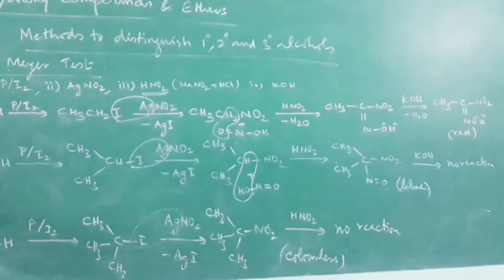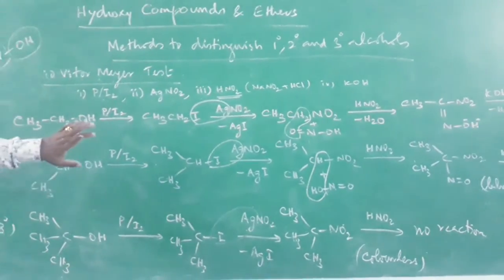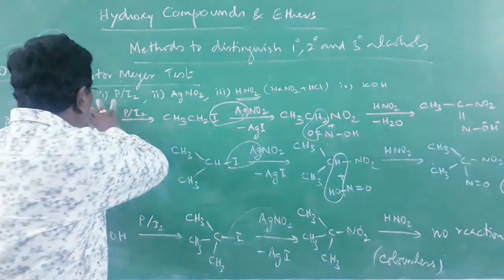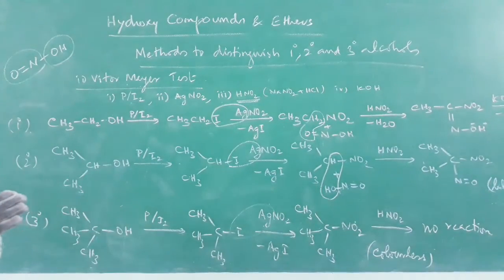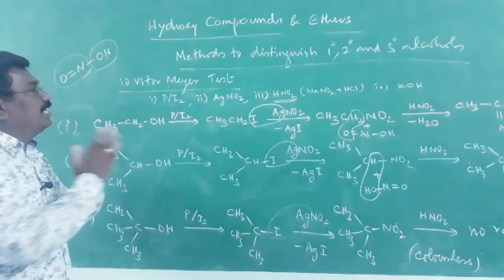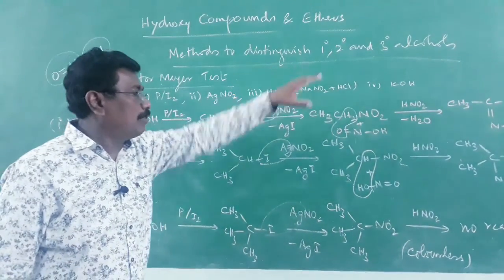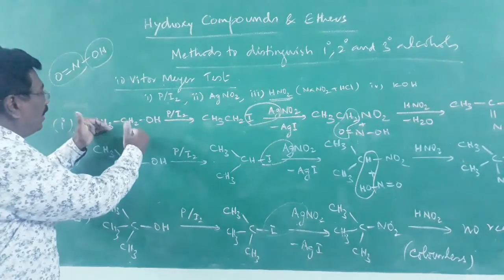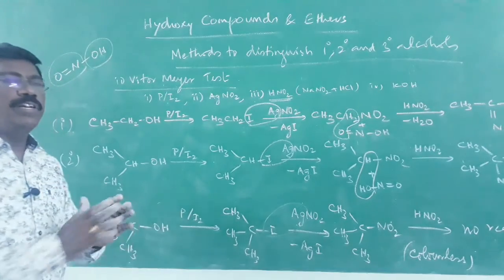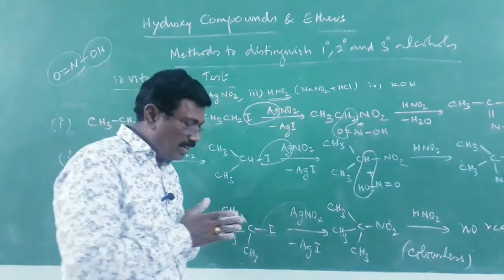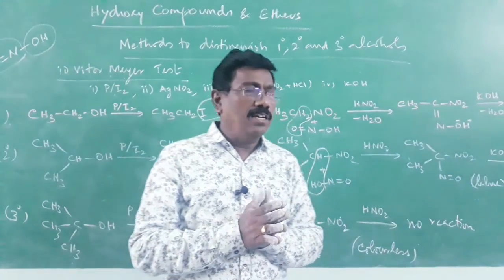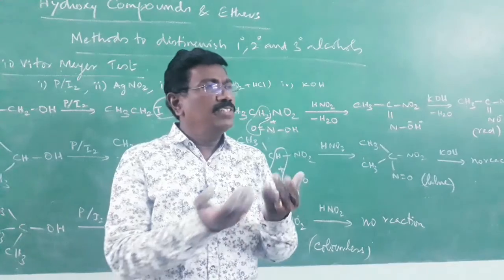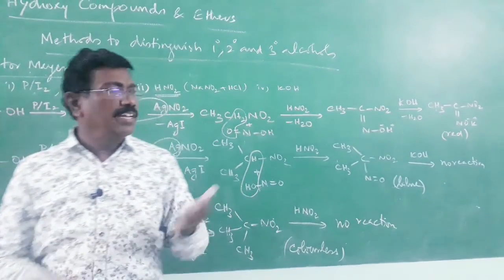So when primary alcohols are made to react with phosphorus and iodine, followed by silver nitrite and then nitrous acid and alkali, you will be getting red color. If you get red color, it is a primary alcohol. If secondary alcohol is used in the intermediate steps, phosphorus, silver nitrite, nitrous acid and KOH, it is blue color. Tertiary alcohol is colorless. By this way, primary, secondary and tertiary alcohols can be distinguished easily, and that is known as the Victor Meyer test. Just these reagents are suitable, and without knowing what it is, we can easily find out.